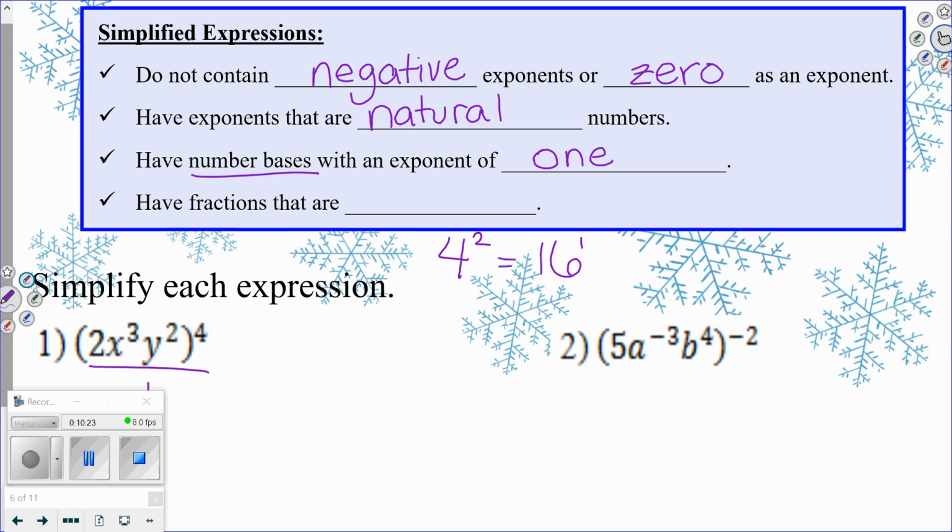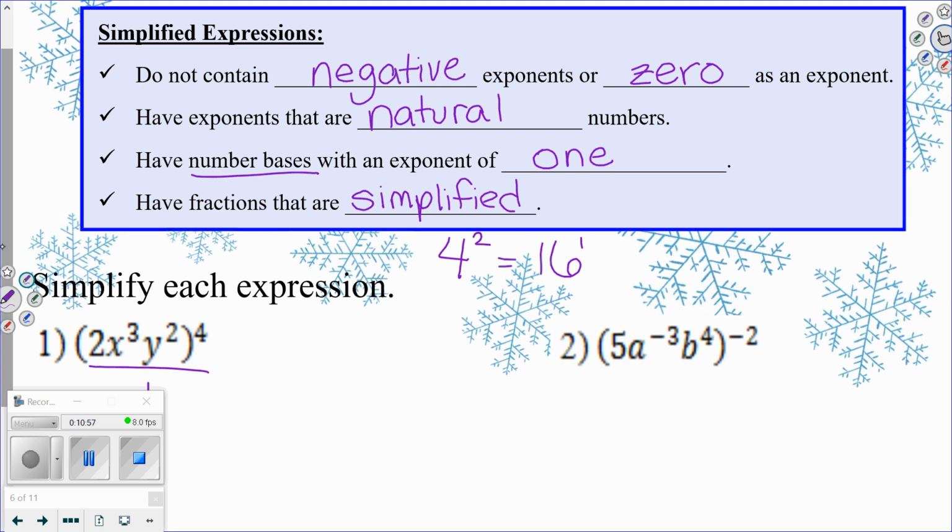Now, granted, if you have like 25 to the 75th power, do I really want you to write out all those numbers? No. But if you have 4 squared sitting there, that's 16. So go ahead and simplify those. And you have fractions that are simplified, yes. If you do not simplify a fraction, wrong. Taking a point off. Okay, we have to simplify.